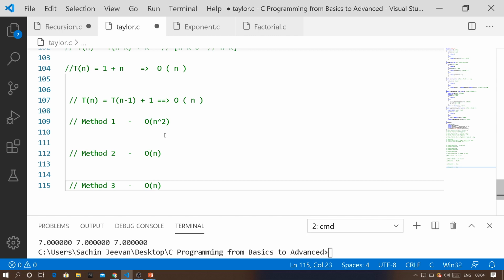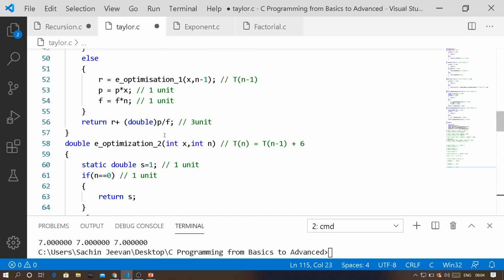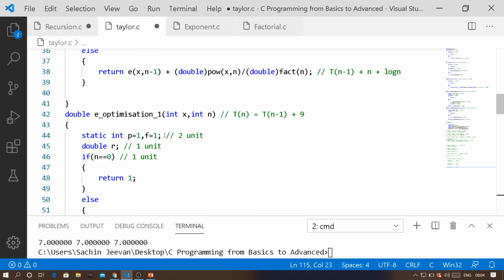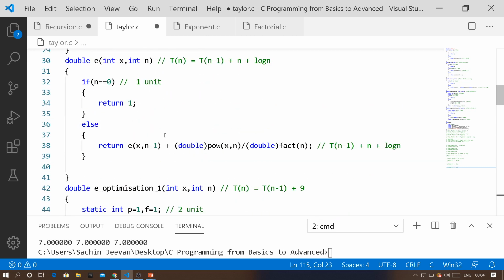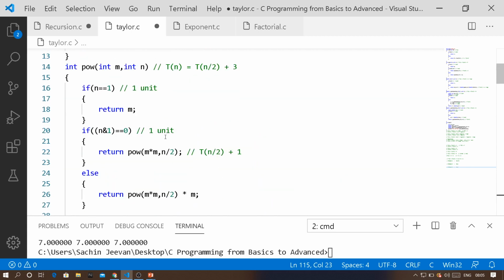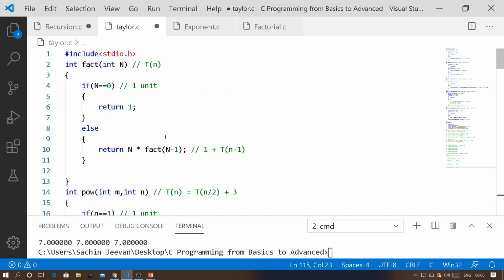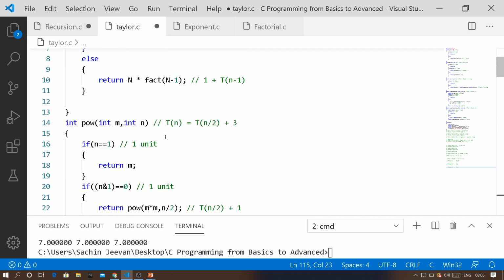If you look at the space complexity, for method 1 we have taken only a constant unit of space. I'll just tell you here. Coming to the first method, no extra variable is taken here. You can see two variables, and both are input variables, so I cannot consider them as extra variables. Going to the power function, also no extra variables are taken. Here also in the factorial function we are not taking any extra variables.